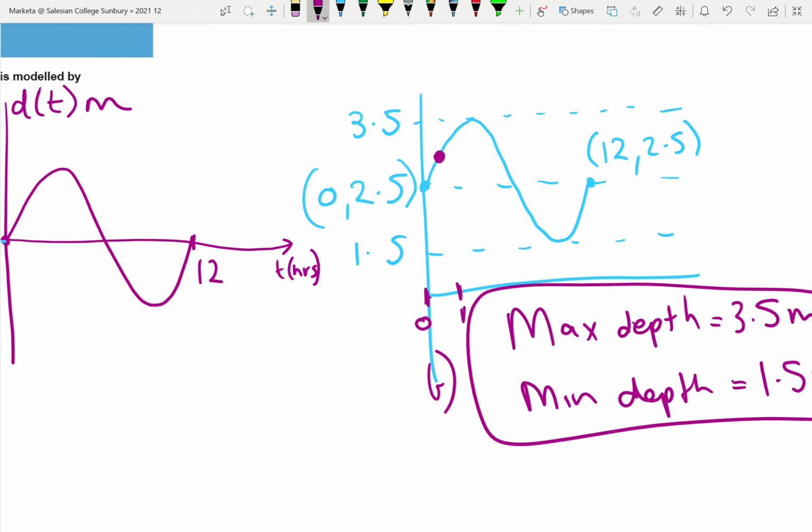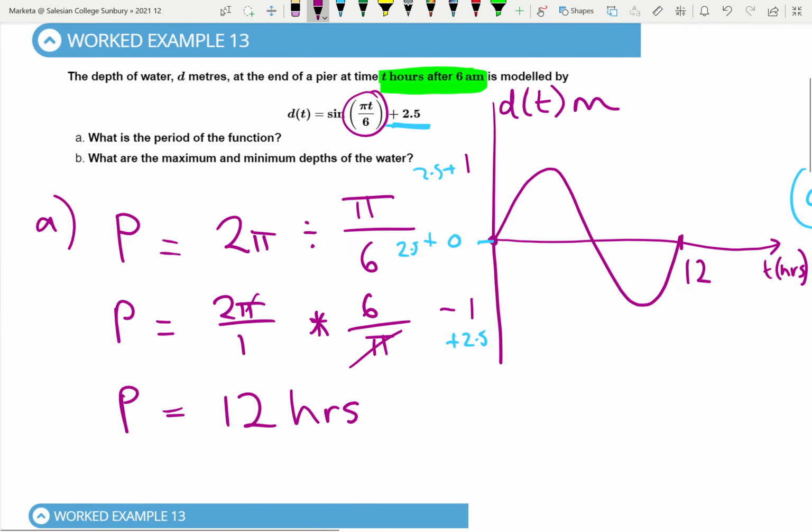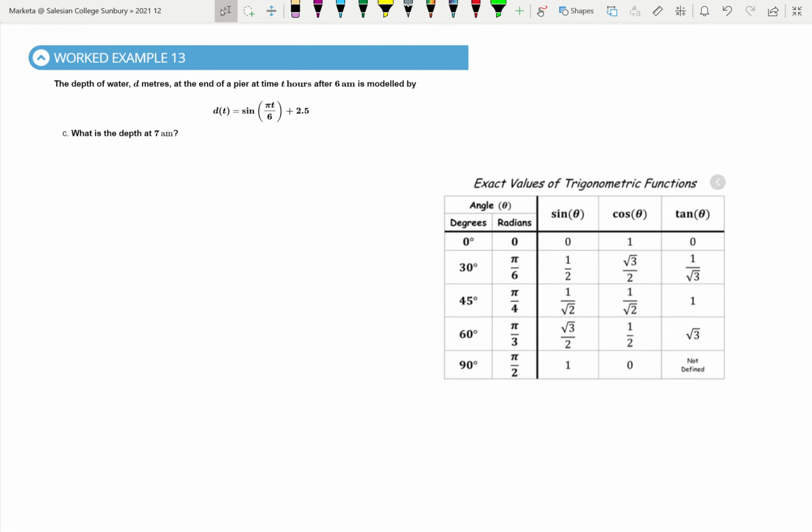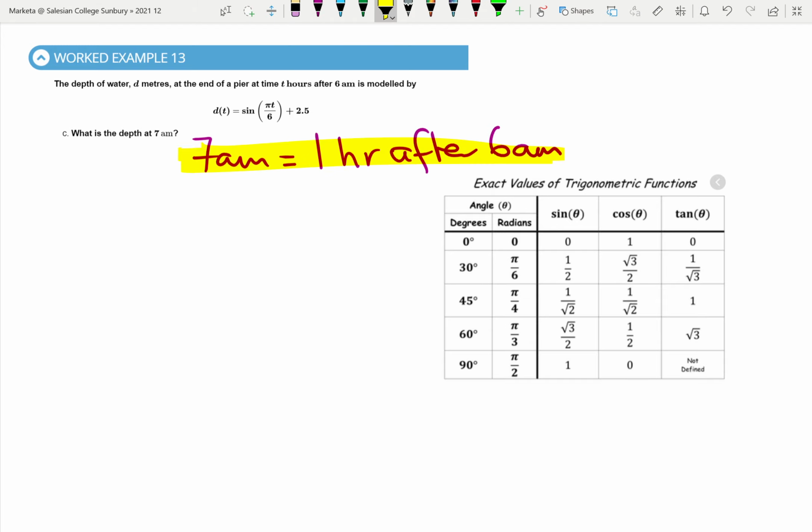If you do it on CAS, you could do this in your graphs and tables, or you could do this in main. I'm going to do it by hand, just so we get a little bit more practice with the table of exact values use. So depth at 7 a.m., I'm going to write 7 a.m. equals 1 hour after 6 a.m. People forget that, even though I think it's reasonably obvious when I explain that, people understand that, but definitely people forget that when they do SACs and exam questions.